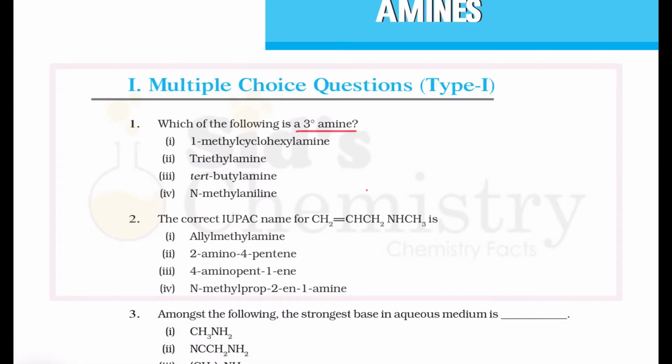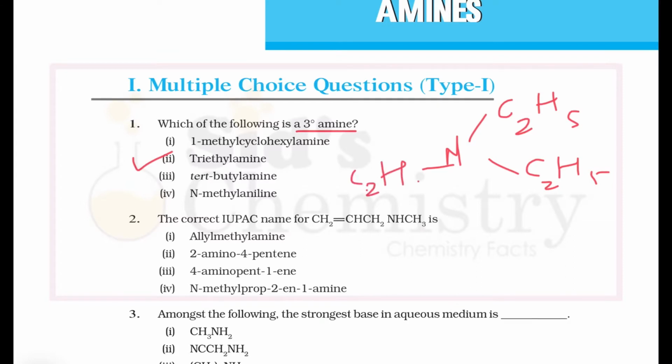Now when we see these given options, tertiary amines are the amines in which the nitrogen is directly connected to 3 carbons. Out of the given options, in option number 2, triethylamine is a tertiary amine, because when we draw the structure of triethylamine, it indicates that it has 3 ethyl groups connected directly to the nitrogen, and therefore it is a tertiary amine.